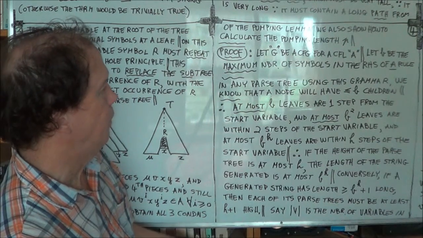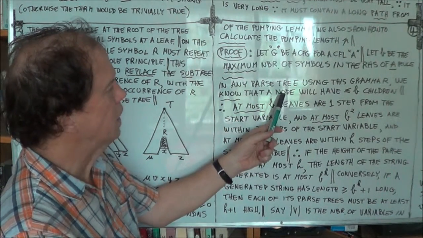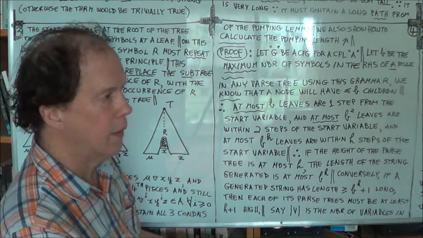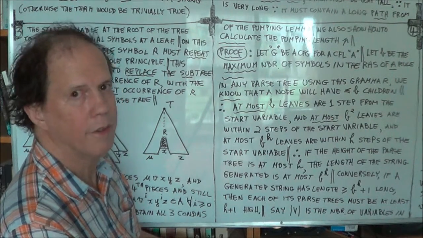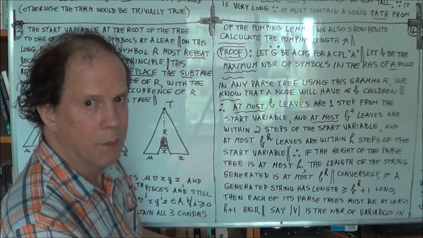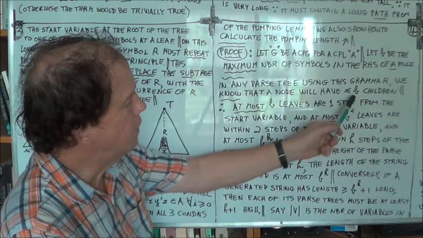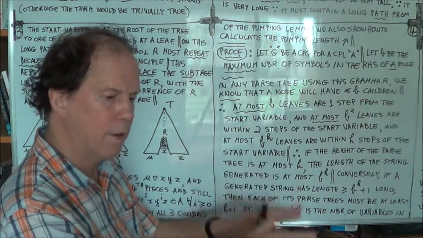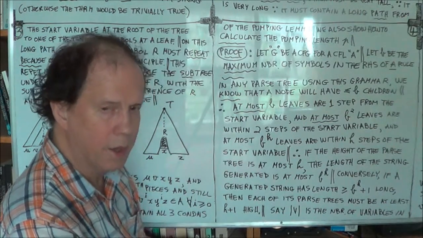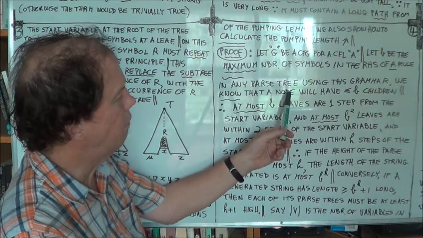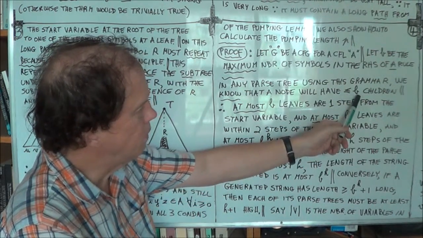Now, that means if you have a particular node in your parse tree, a parse tree is just a graph. Okay. Go back to chapter 0. So now if little b here is the maximum number of symbols on the right-hand side of your rule, then a node will have at most b children.